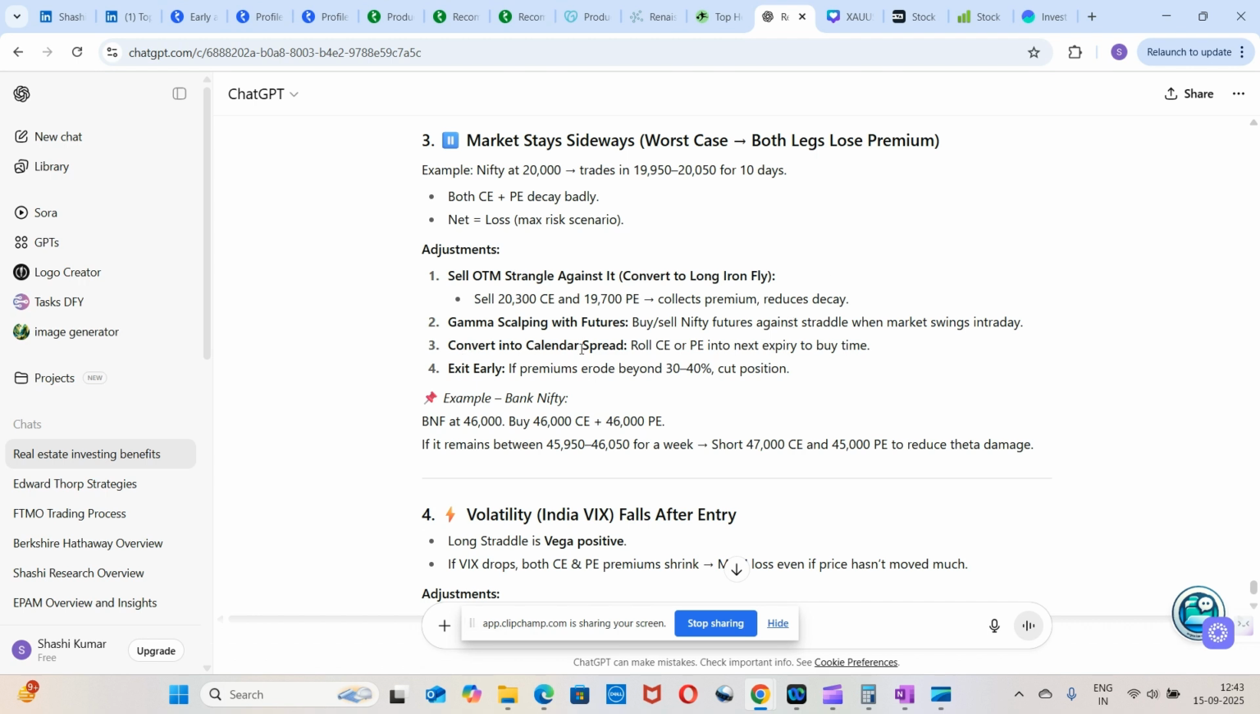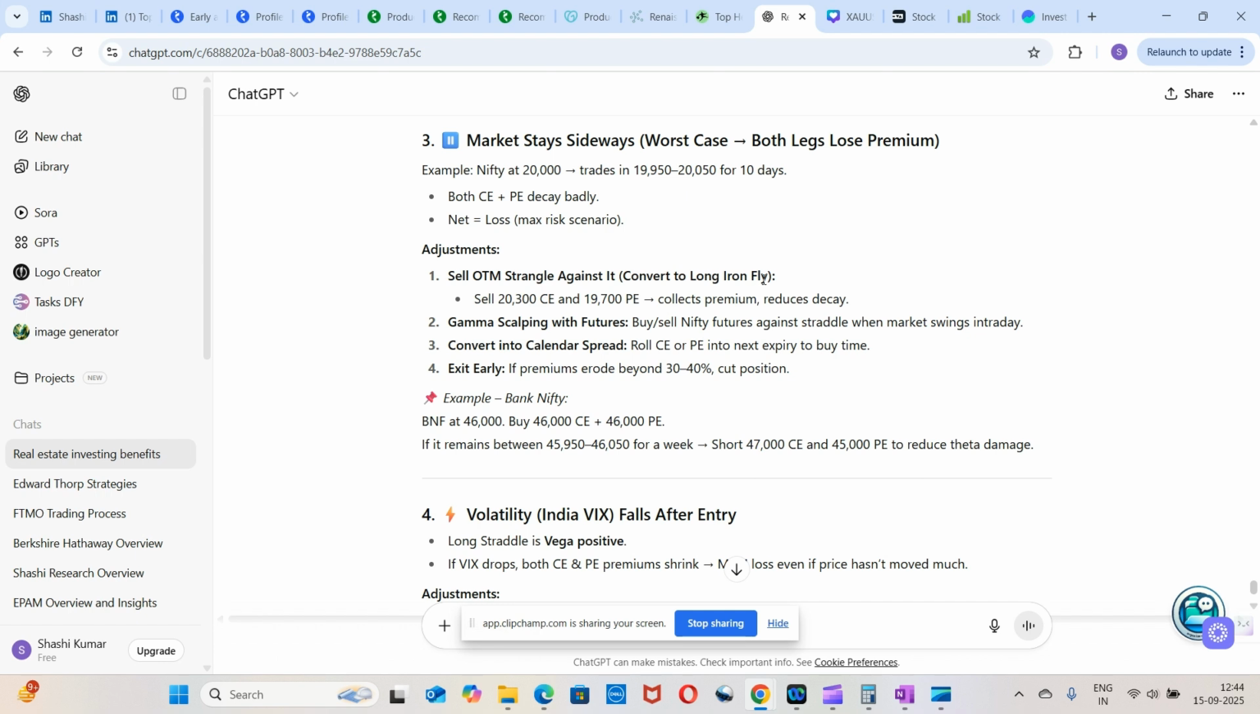Convert into a calendar spread. So roll the C or P into the next expiry to buy time. You have bought the C and P at the money, so you could take the next month expiry C or P and convert it into a calendar spread. Or you could exit if the theta decay is 30 to 40% of the position, or even 10 to 20%. You exit that position because your view is wrong, and just take the loss and exit.